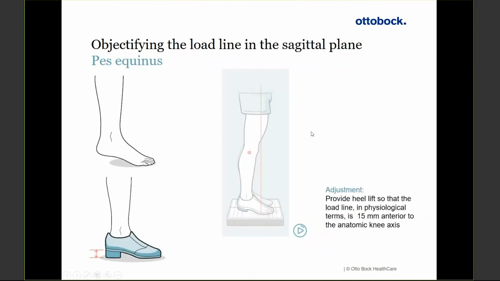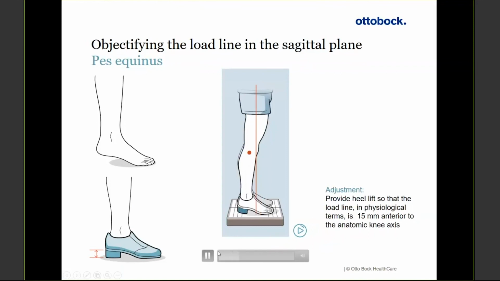The reason they're on their toes is because they are trying to provide enough extension. When we are able to provide the heel, then we can see that the load line is actually progressing more to the correct position of 15 millimeters anterior to the anatomic knee axis. So that way, it's exactly what Aideen said. It validates what we've actually tried to achieve. We can go to the next one.